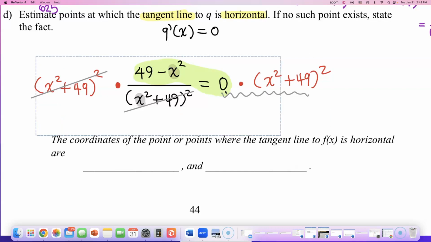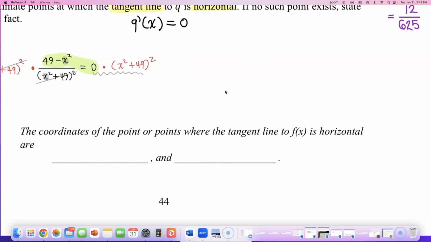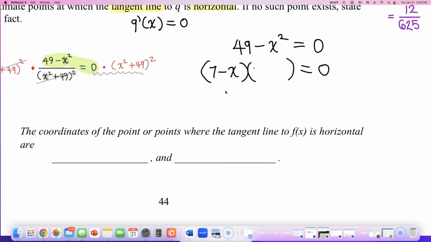I'm going to write that green part as a new equation over here, okay? So 49, oopsie, let me use a black pen. I don't want to use a gray pen. 49 minus x squared equals 0. Let's solve this. I can factor the left side as 7 minus x and 7 plus x. Now, if I set each of these equal to 0, I'll get 7 minus x equals 0. And this one right there will give me 7 plus x equals 0.